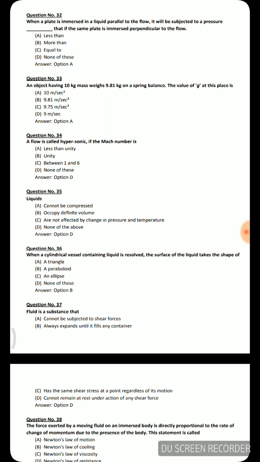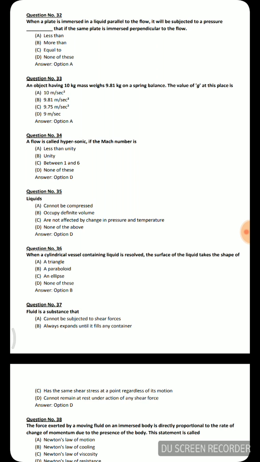A flow is called hypersonic if the Mach number is: option A less than unity, option B unity, option C between 1 and 6. See, if it is between 1 and 6, then it is supersonic. Obviously if it is unity or less than unity, it will be less than supersonic. Hypersonic means hyper than sonic, so it comes above supersonic. So none of these will be the correct answer in this case. Next question.